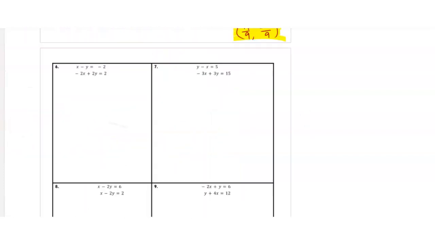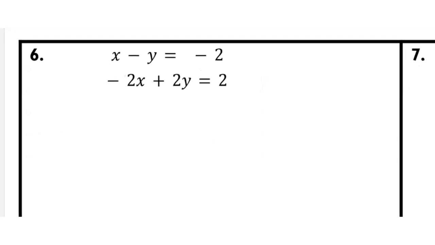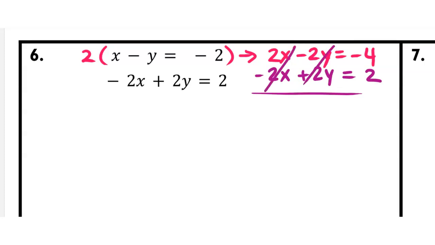Okay, let's move on to the next one. This one, because they're both in standard form, we want to use elimination. And let's go ahead and multiply the top part by 2. We get 2x minus 2y equals negative 4. Rewrite the bottom one. So here, these cancel, so we end up with 0 is equal to negative 2. Because this is a false statement, that means there is no solution.